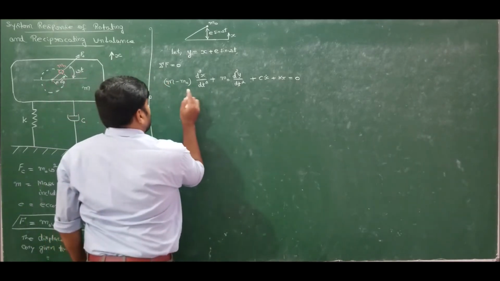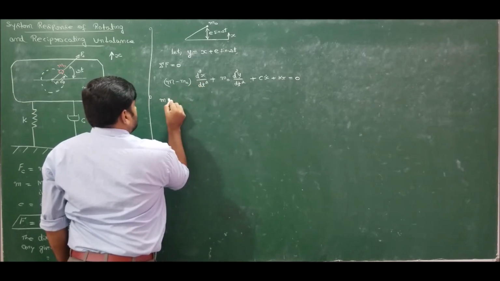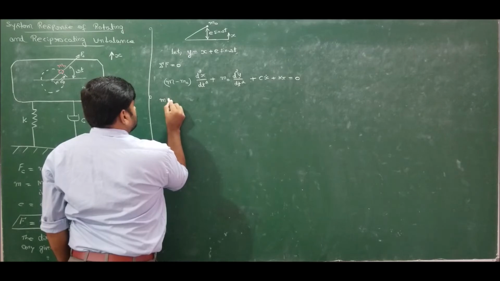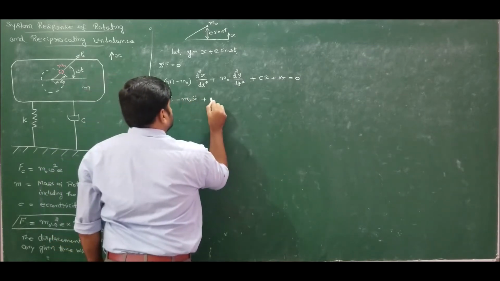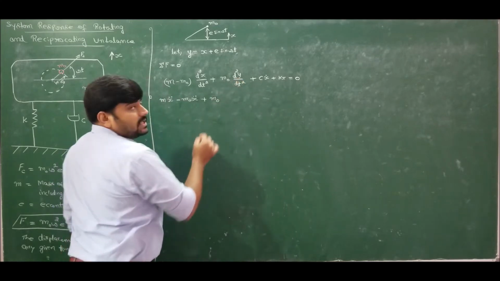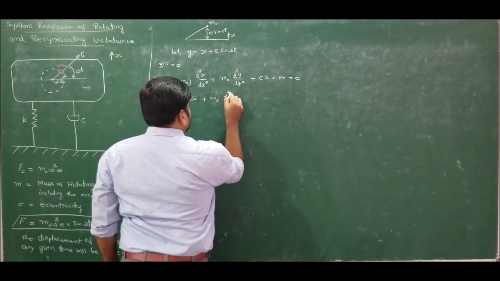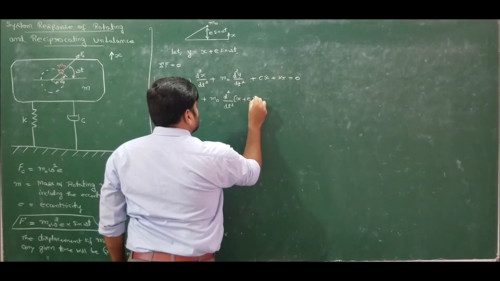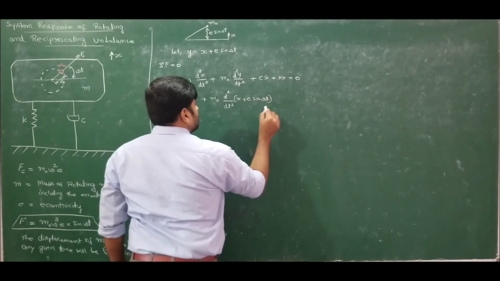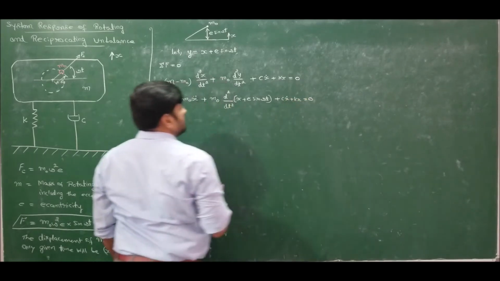Now if I simplify this, what am I going to get? m x double dot minus m naught x double dot plus m naught into d square y by dt square, where y is x plus e sin omega t. Substituting which, I will get d square by dt square of x plus e sin omega t, plus c x dot plus kx is equal to 0.